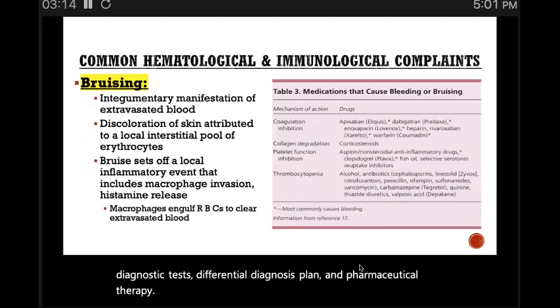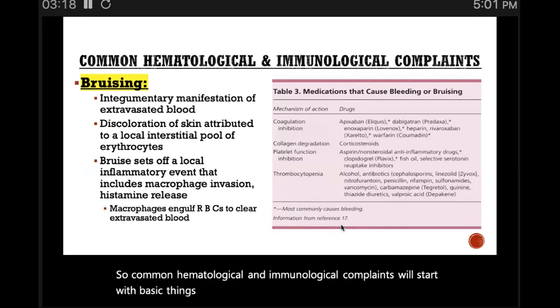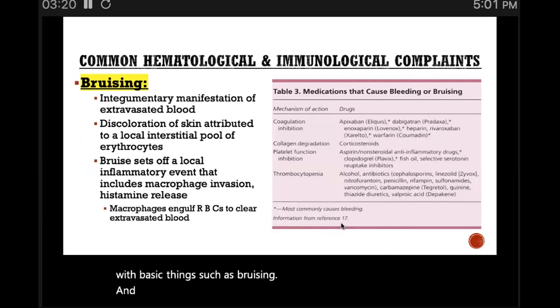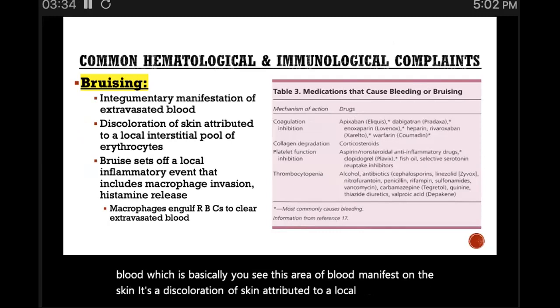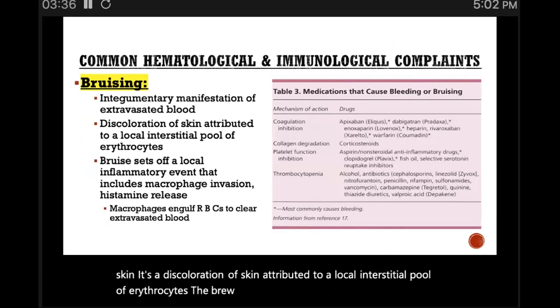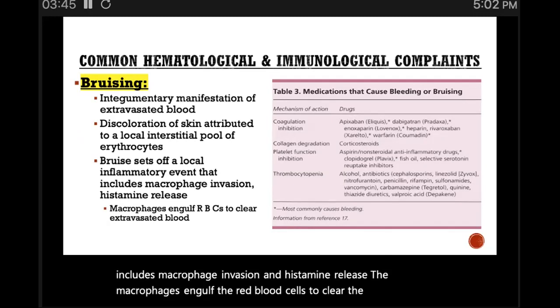So common hematological and immunological complaints, we'll start with basic things such as bruising. And here you have an integumentary manifestation of extravasated blood, which is basically, you see this area of blood manifest on the skin. It's a discoloration of skin attributed to a local interstitial pool of erythrocytes. The bruise sets off a local inflammatory event that includes macrophage invasion and histamine release. The macrophages engulf the red blood cells to clear the extravasated blood.